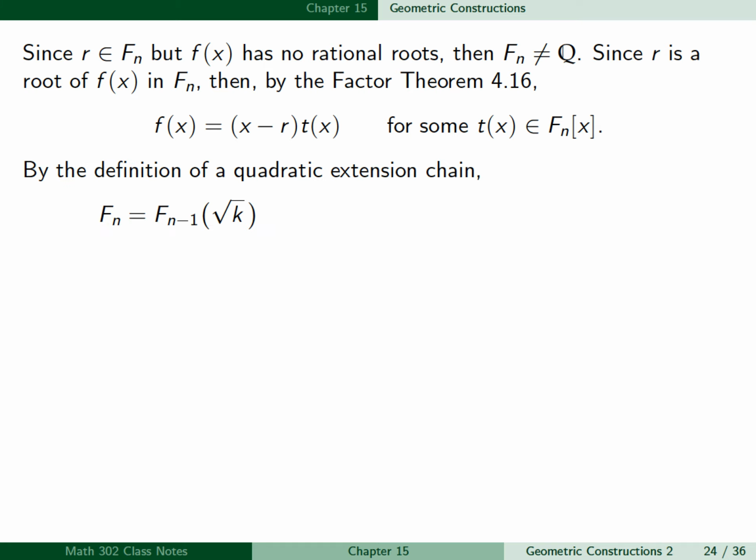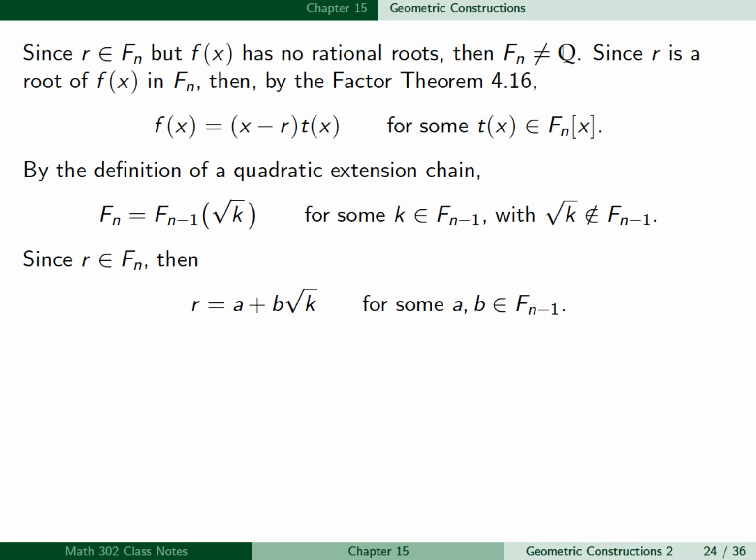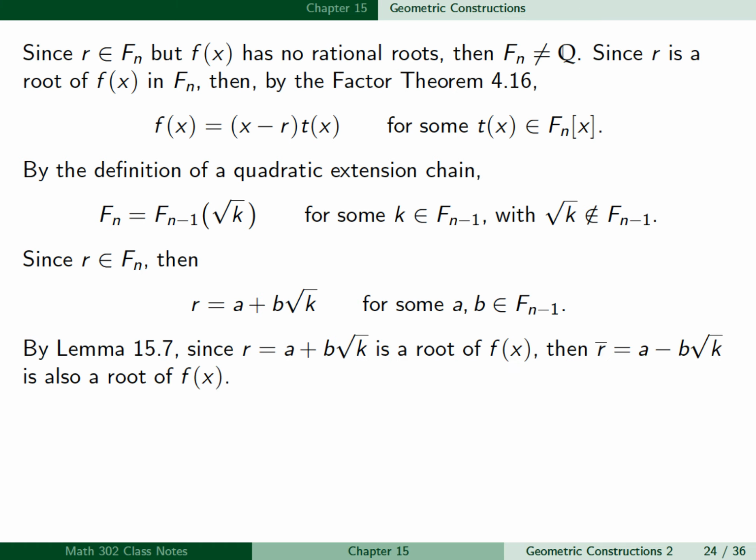Now, by the definition of a quadratic extension chain, F_n is equal to F_{n-1} adjoined square root of k for some k in F_{n-1} with square root of k not contained in F_{n-1}. Now, since r belongs to F_n, then r must have the form a plus b square root of k for some a and b in F_{n-1}. By lemma 15.7, since r equal a plus b square root of k is a root of f of x, then r bar equal a minus b square root of k is also a root of f of x.